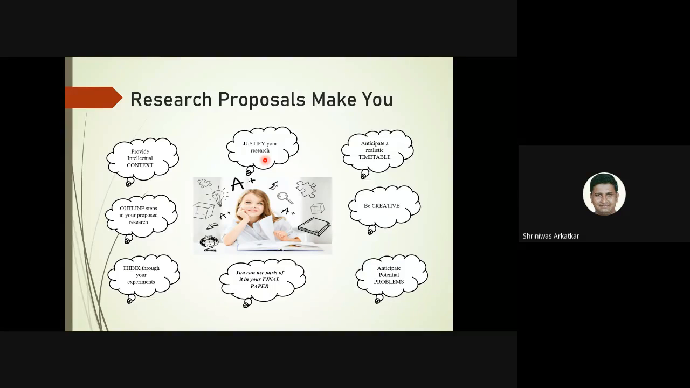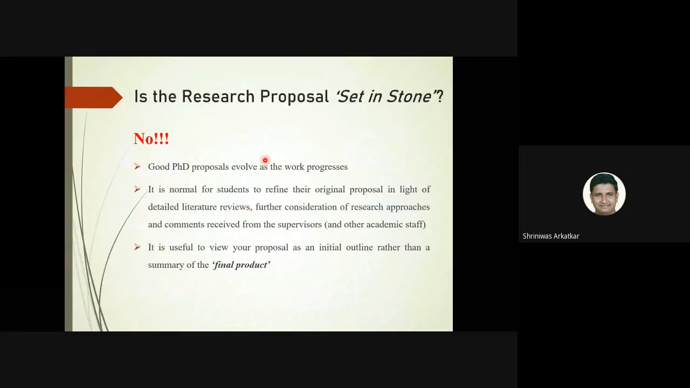So this is how you have to think and bring in that whole momentum in place, so that they really fund you. Is the research proposal set in stone? No. Good PhD proposals, or maybe good proposals, evolve as the work progresses. ऐसा नहीं है कि set in stone यानी हो गया, step number 1 हो गया, step number 2 हो गया, 3 हो गया, and then it is going to fall the way you have thought.